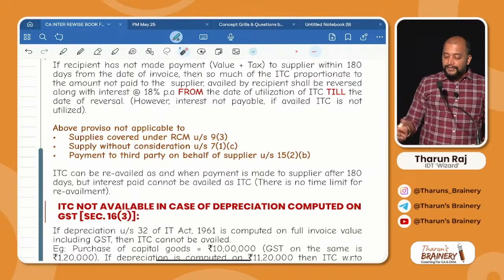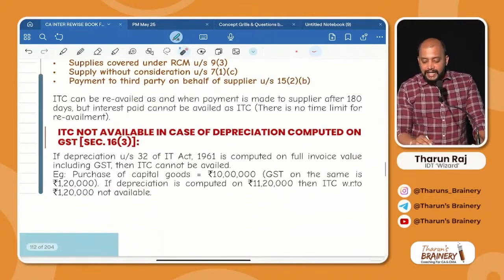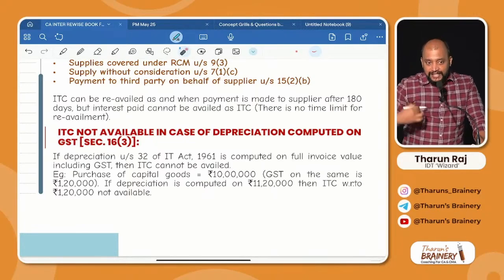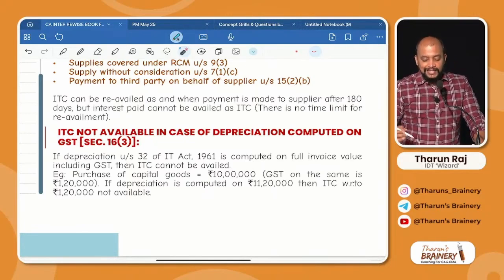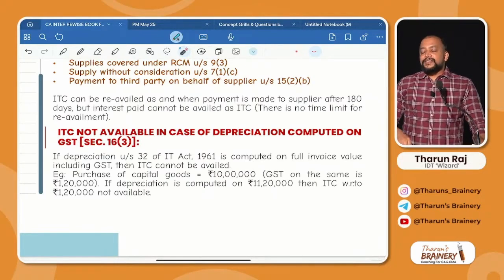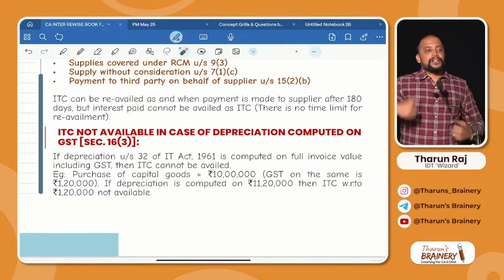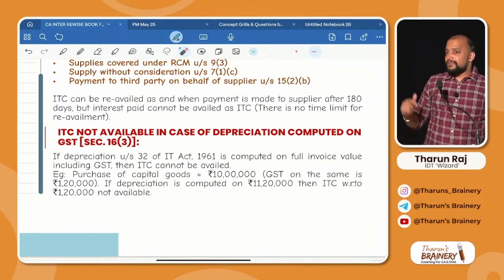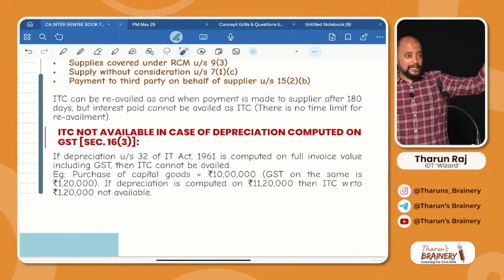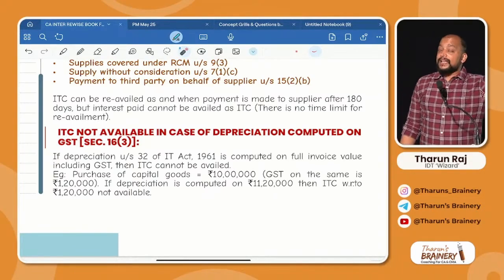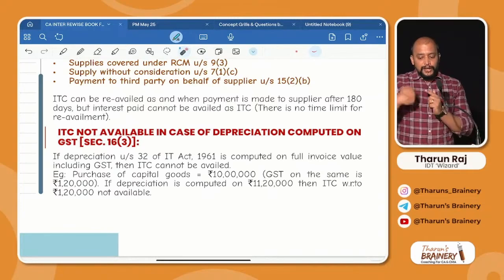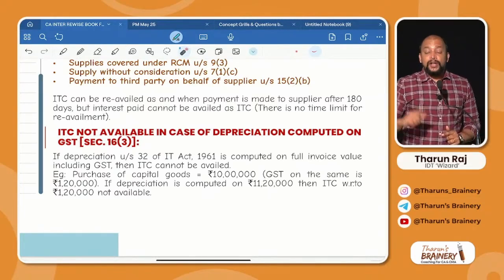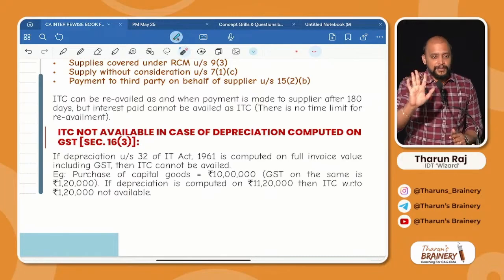Again, when can you avail the ITC? ITC can be re-availed as and when payment is made to supplier after 180 days. Two places we have discussed re-availment of ITC. The first one: if the supplier has not filed 3B, then by September 30th of the next financial year, we need to reverse the ITC, and we can re-avail the ITC. Only ITC can be re-availed; interest and all cannot be re-availed.